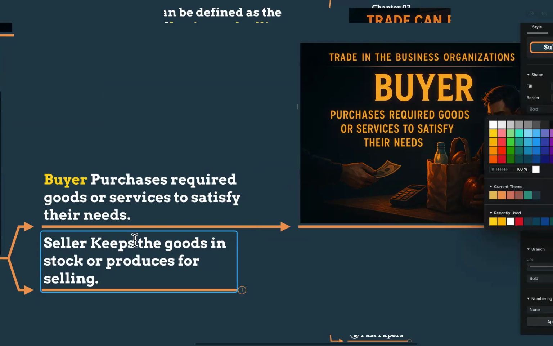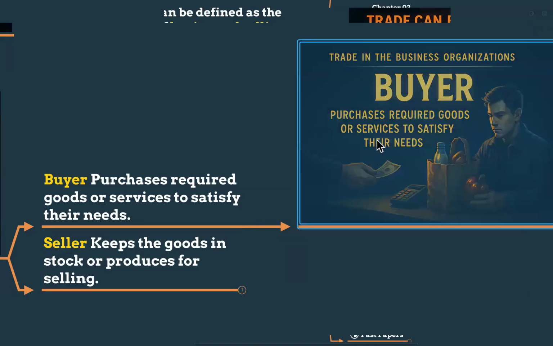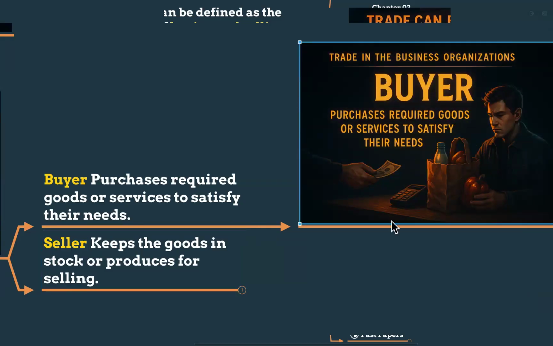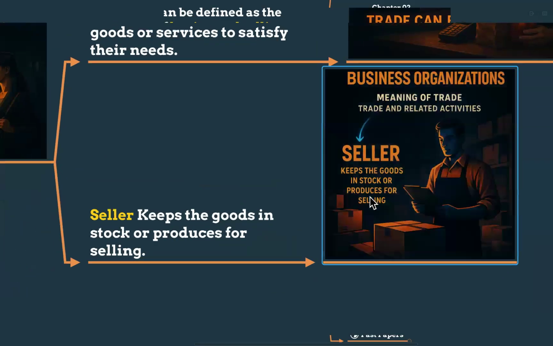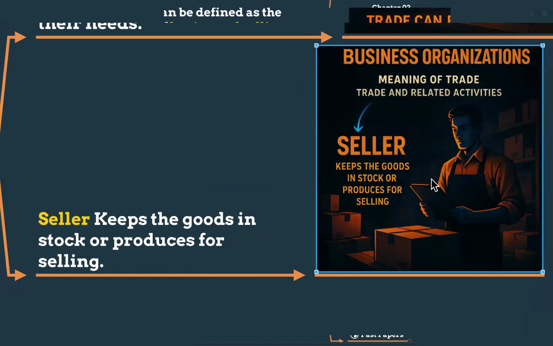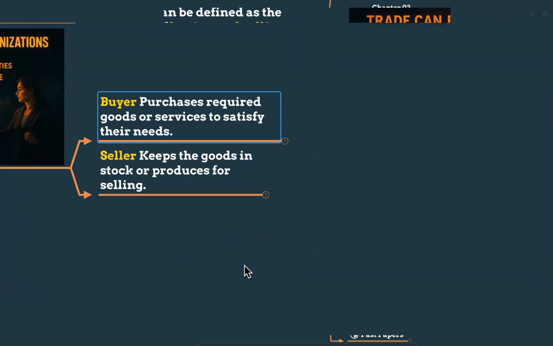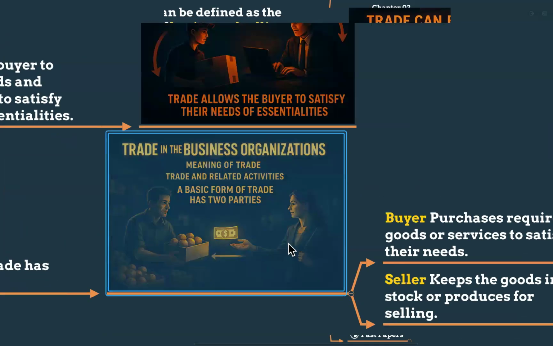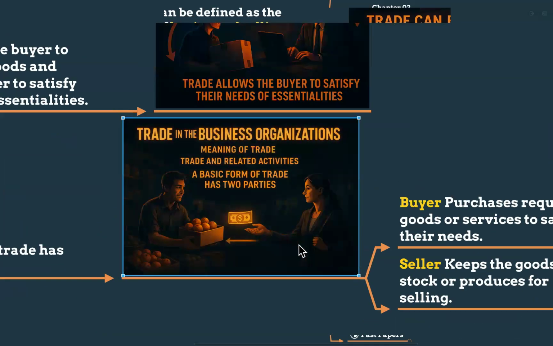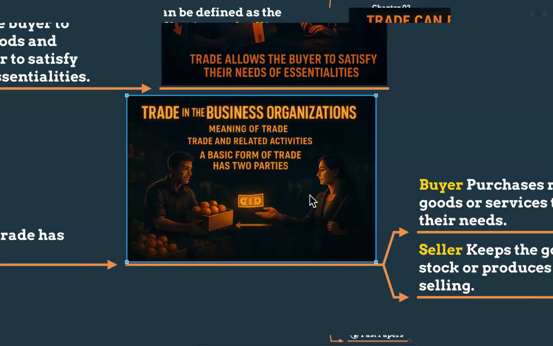Let me highlight the word, seller. So the buyer purchases required goods or services to satisfy their needs, as well as the seller keeps the goods in their stock or produces as a manufacturer for selling purposes. That's the two parties involved in a trade activity, right? The person who needs something and is willing to pay for it purchases the required goods or services to satisfy their needs. He or she has money, but they need products.